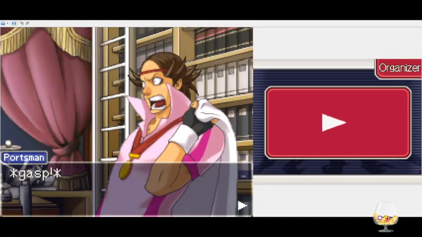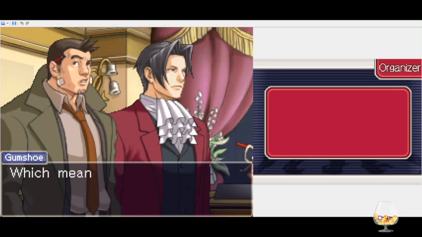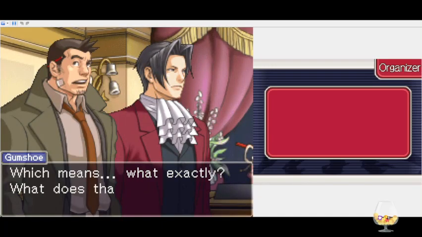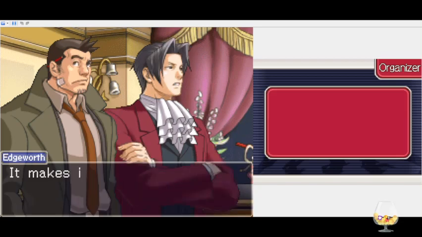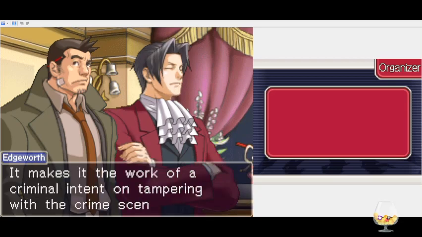That reaction face. Which means what exactly? What does that make the Stein message? It makes it the work of a criminal intent on tampering with a crime scene. Yes, as this series has done many times in the past. The real killer forging the bloody message, or the dying message.